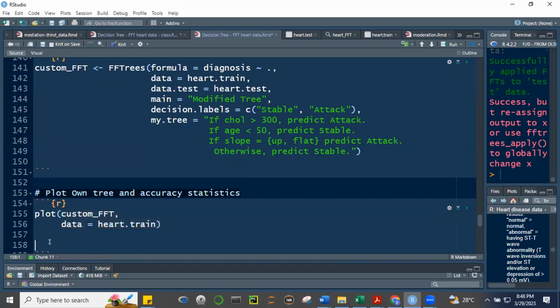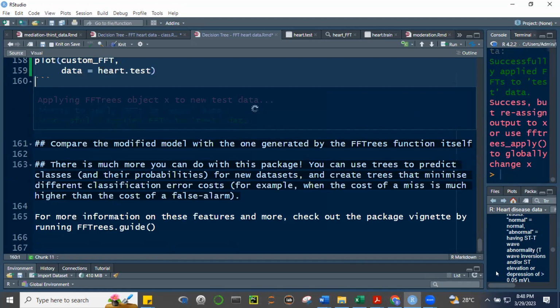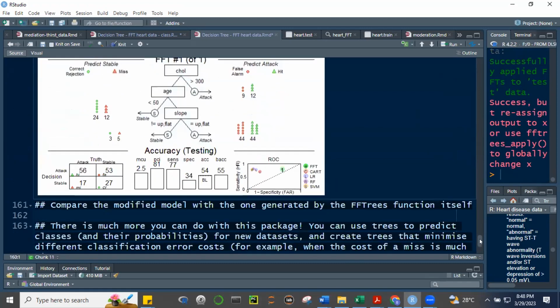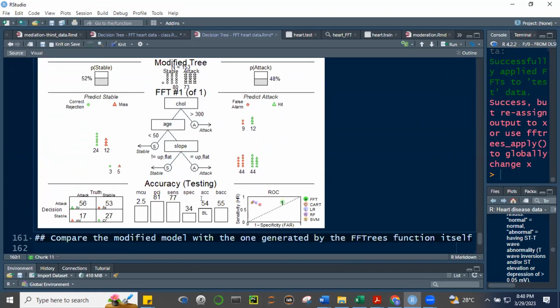Will it fare better on the test, Heart.test? Okay? Will this fare better? Let's plot and see. All right. It went even lower. Earlier it was 59%, no? The testing data was already 54.